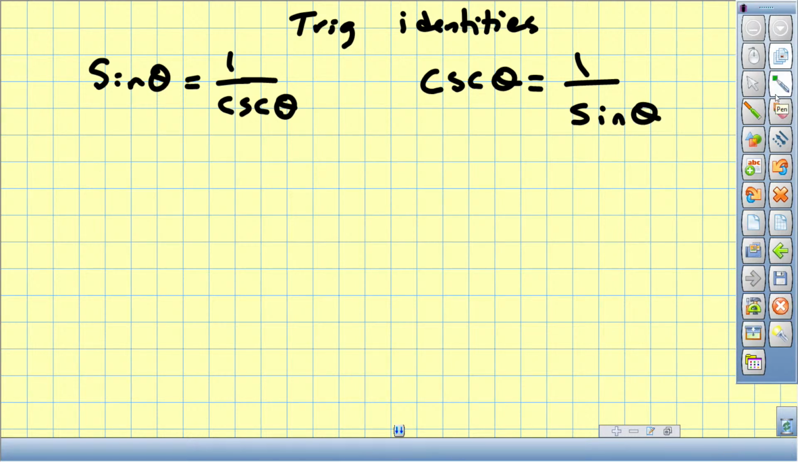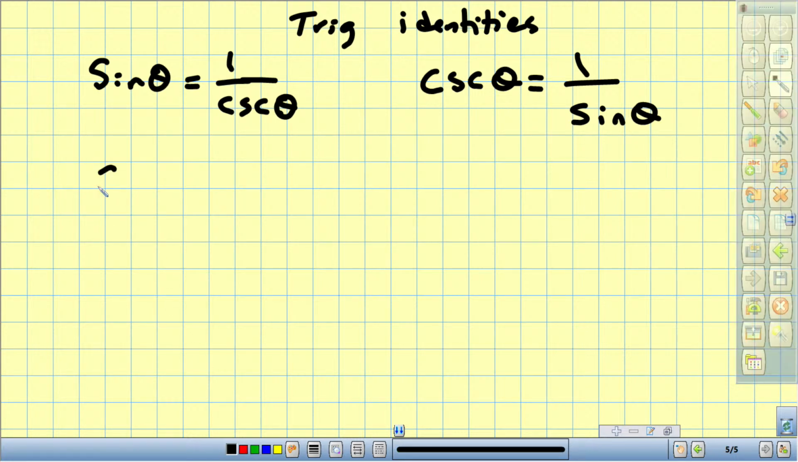And now cosine. Can somebody tell me what I'm going to write here? Cosine equals what? Somebody tell me. 1 over what? 1 over secant. That's very true.